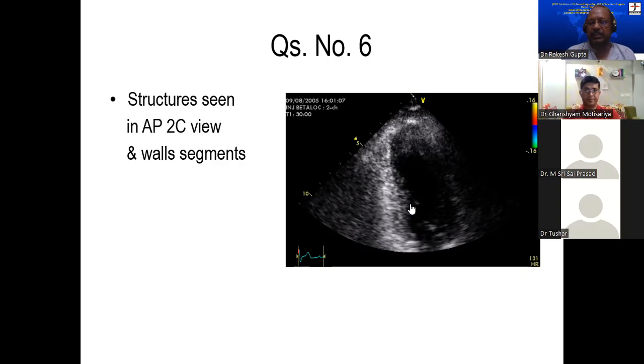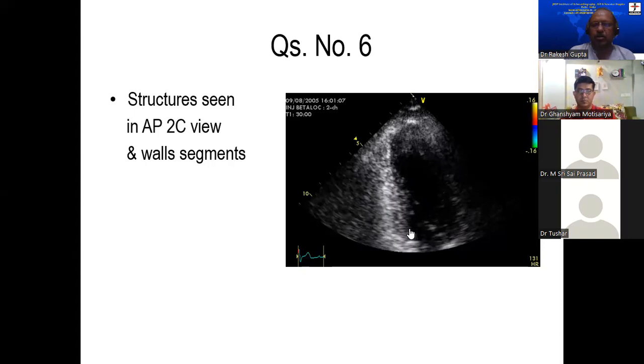Circumflex, LCX. Okay. And that will be the LAD, the anterior wall. The anterior wall would be whole LAD. Yes. The apex and the upper part of the inferior wall. We don't say upper part. We say apical inferior, mid inferior, basal inferior, apical anterior, mid anterior, and basal anterior. All four segments in the four-chamber view and two-chamber view are supplied by the LAD. This is supplied by RCA. Okay, sir. Okay, thank you.